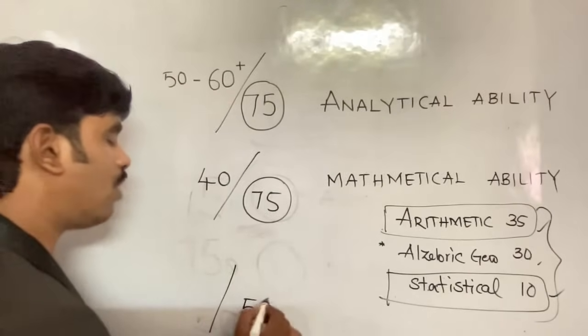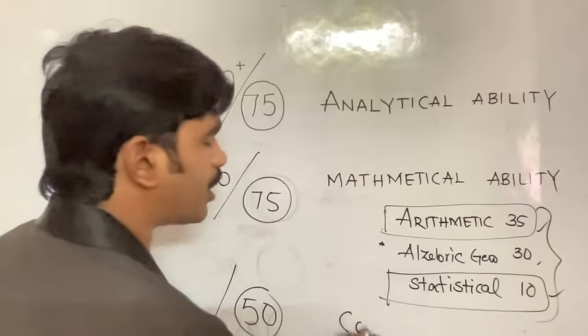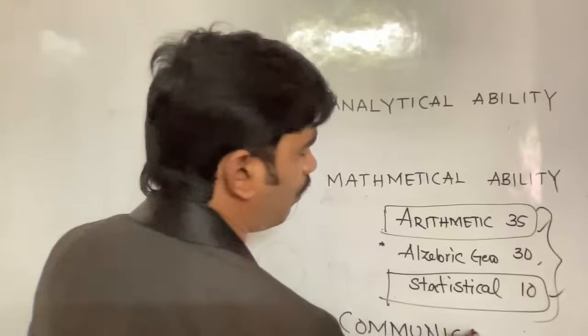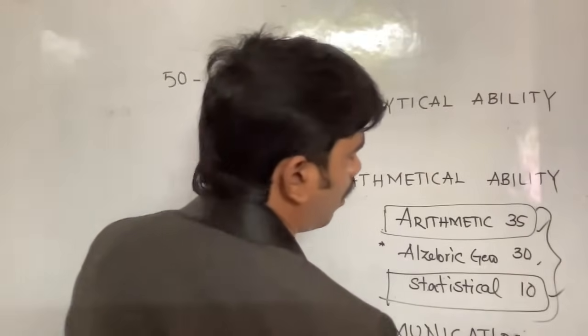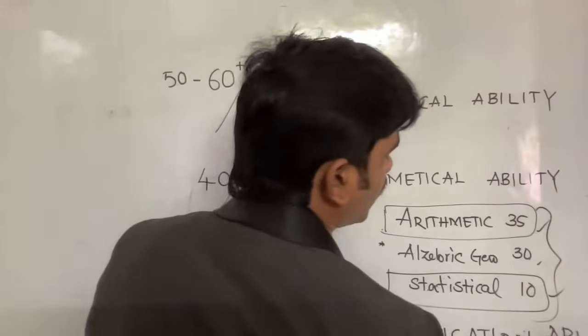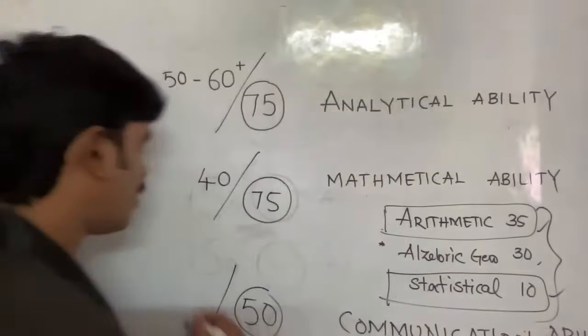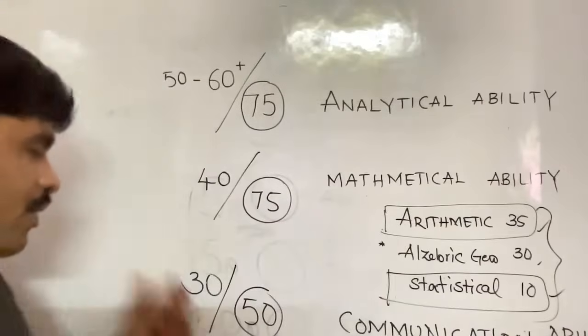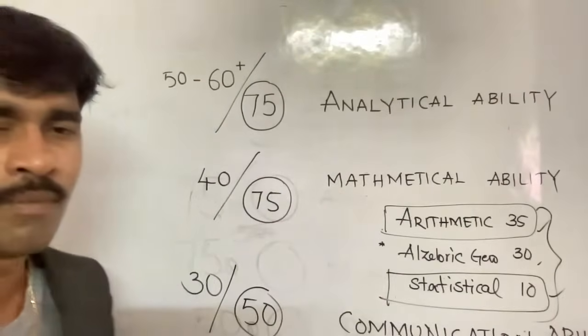And now the last section is going to be communication ability. In communication ability we'll be having 50 questions. So out of 50 questions, if you can work out a little more, you can easily score 30 questions.